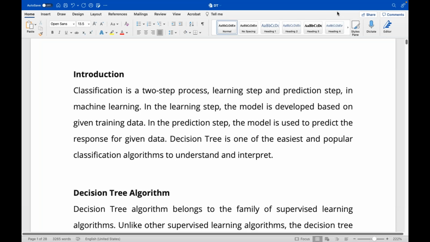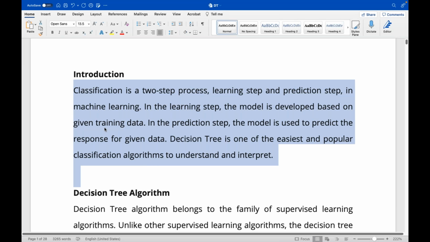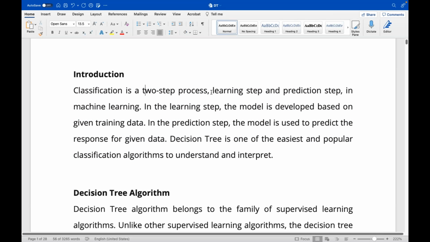So today we'll talk about a new algorithm from machine learning. It could be decision tree. Basically, this decision tree we can use for both regression and classification. This is a two-step process for classification: the learning step and the prediction step. We have only two steps in classification. First it learns, then you can go for the prediction.